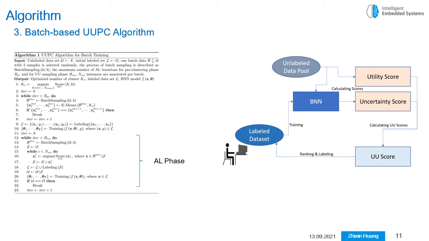At the active learning phase, for each instance in the unlabeled data pool, we use the Bayesian neural network to calculate the uncertainty score and apply the utility score to enhance the exploration of the original uncertainty sampling. In each batch, we select the top n instances with the highest UU score to label through the oracle and put them into the labeled dataset.